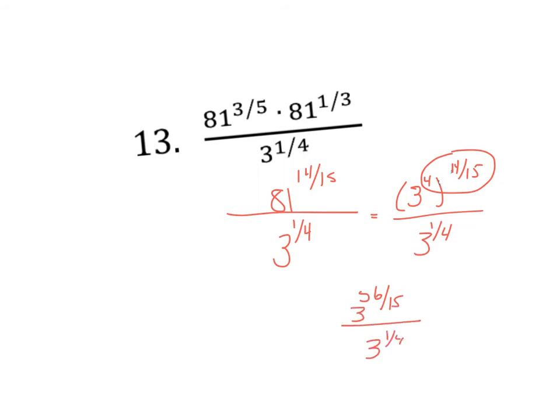Now I think, okay, I have the same base on top and bottom. I can subtract my powers, which gives me a power of 209 over 60. Remember, you can use your calculator to do that subtraction if you wish.